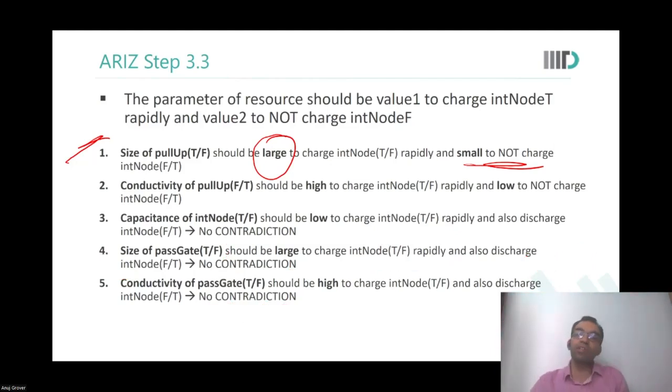You have not even talked about resolving the physical contradiction yet, and there are some solutions which start to appear out of this analysis. Are you able to appreciate this?